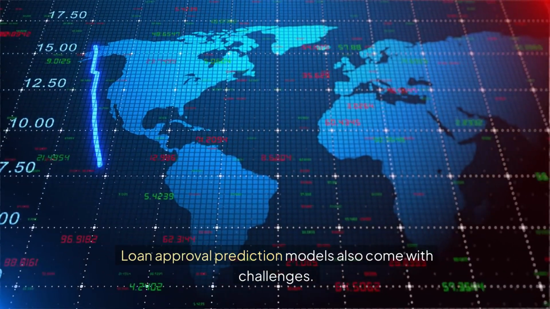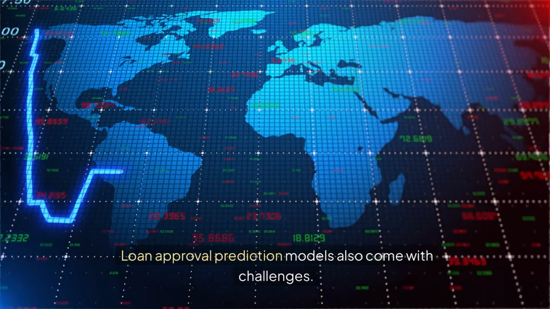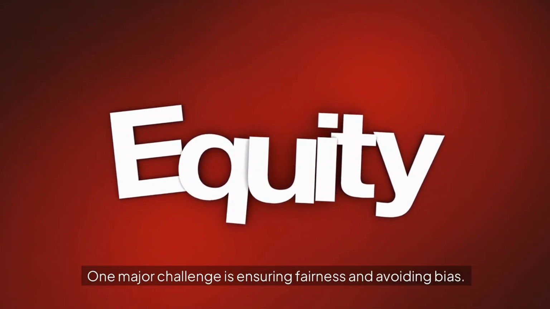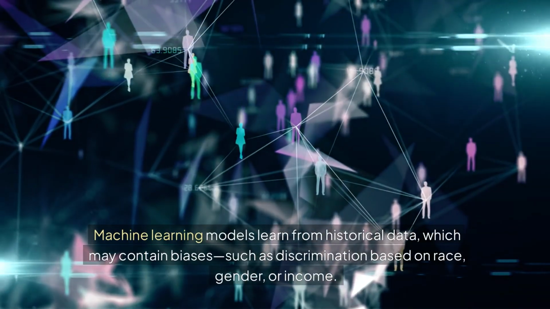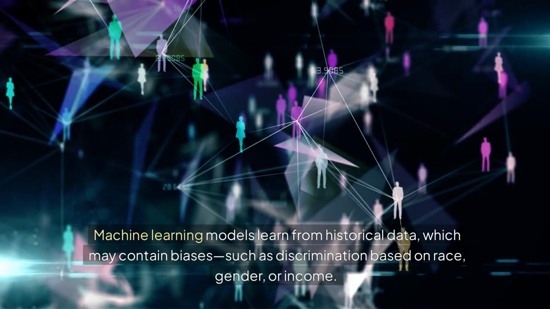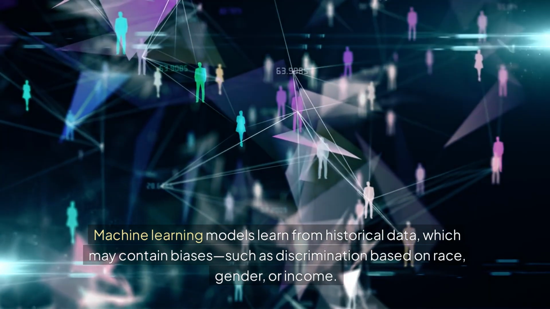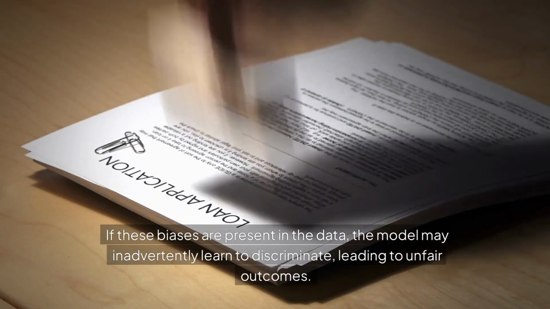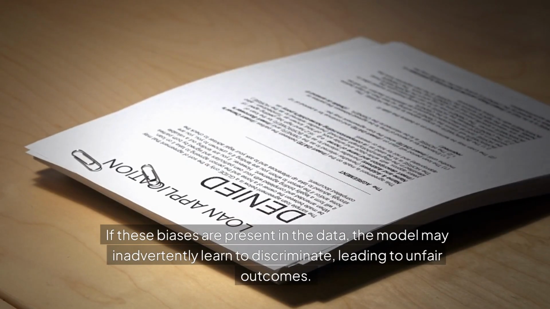Loan approval prediction models also come with challenges. One major challenge is ensuring fairness and avoiding bias. Machine learning models learn from historical data, which may contain biases, such as discrimination based on race, gender, or income. If these biases are present in the data, the model may inadvertently learn to discriminate, leading to unfair outcomes.